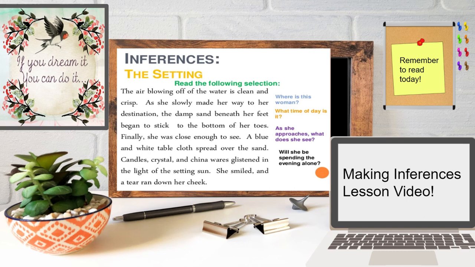And as she approaches, what does she see? She sees a blue and white tablecloth spread over the sand. Correct again. Will she be spending the evening alone? Well, candles, crystal, and chinaware glistened in the light of the setting sun. She smiled, and a tear ran down her cheek. It seems that someone got all of this ready for her, and she feels touched, she feels loved, and there's a tear rolling down her cheek. That must mean that there is someone else who will spend the evening with her. Probably a loved one or someone she is very fond of.